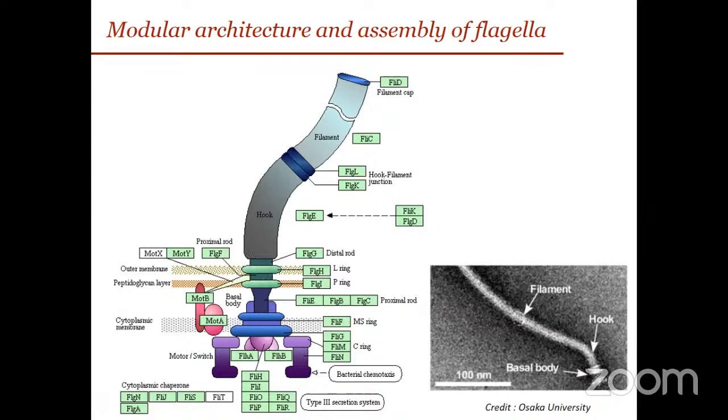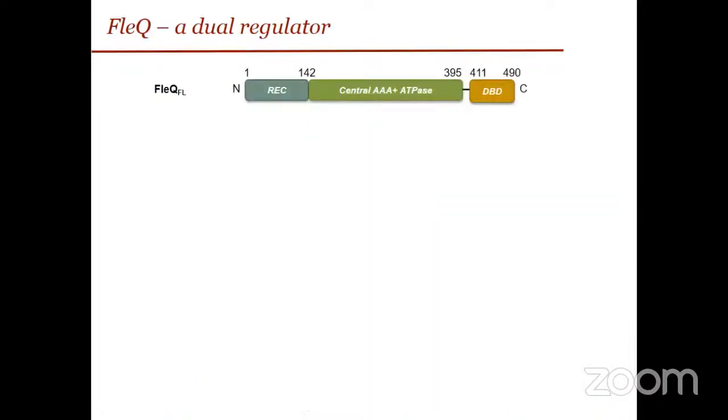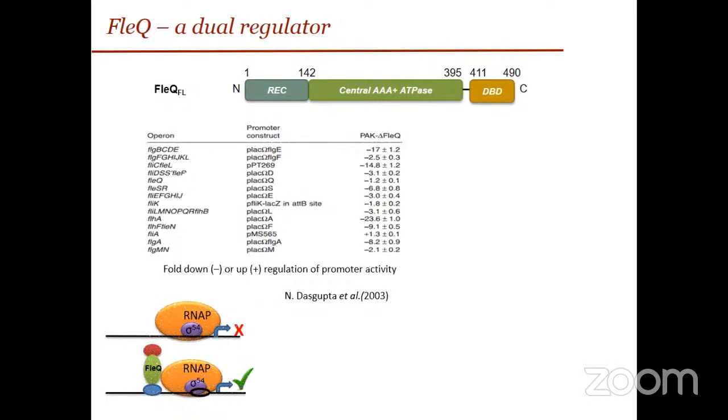function of this flagella. At the molecular level, all this gene expression is under the control of a single protein, called the master regulator, FleQ. This protein is a three-domain protein. It has a REC domain, or a sensory domain, at the N-terminus. There is an AAA+ ATPase domain in the center, and there is a DNA binding domain. If you knock out this protein in Pseudomonas, all flagellar genes get downregulated, which means it's an activator of flagellar gene expression. Any activator will interact with RNA polymerase and then bring about transcription activation.